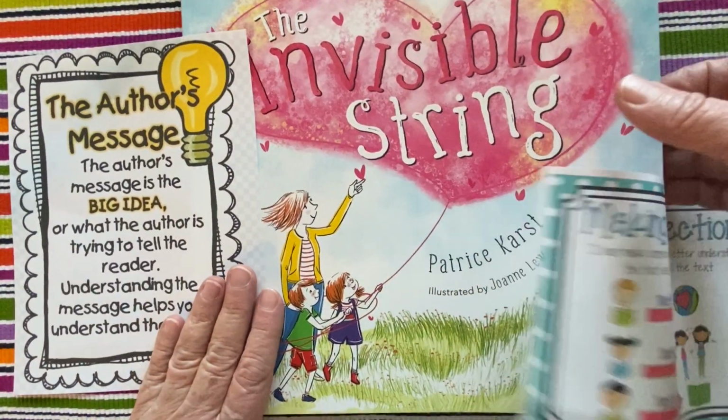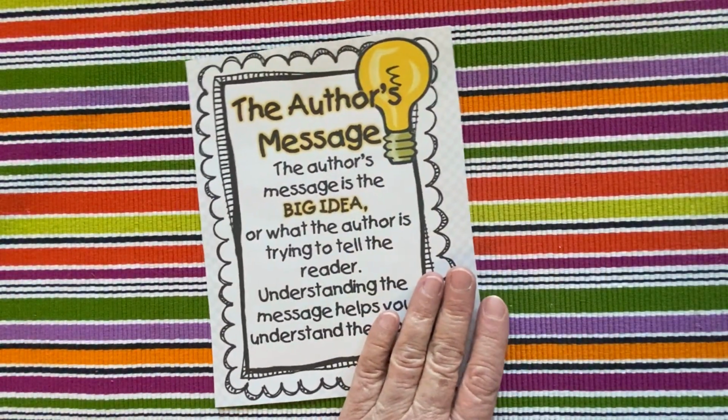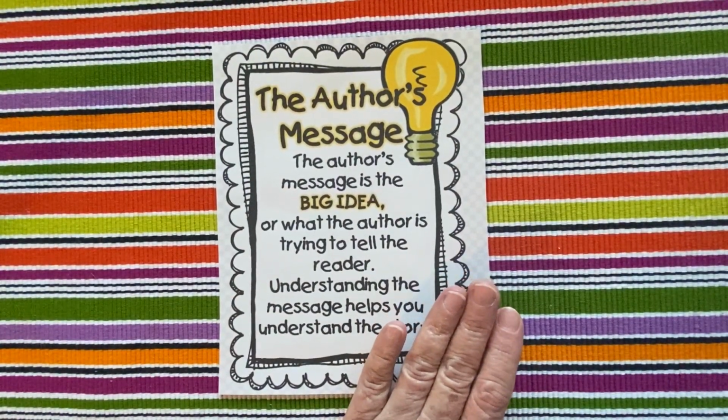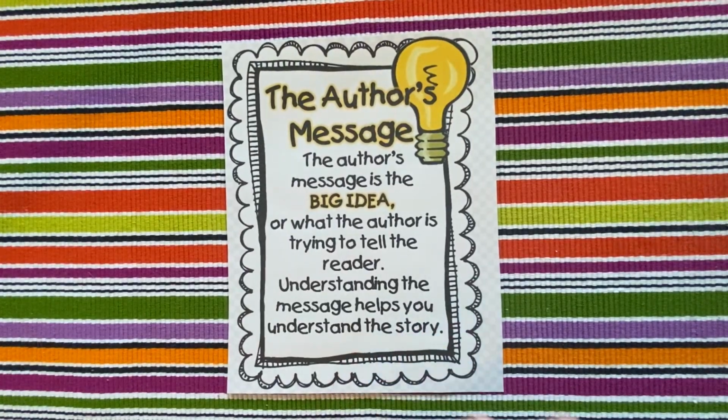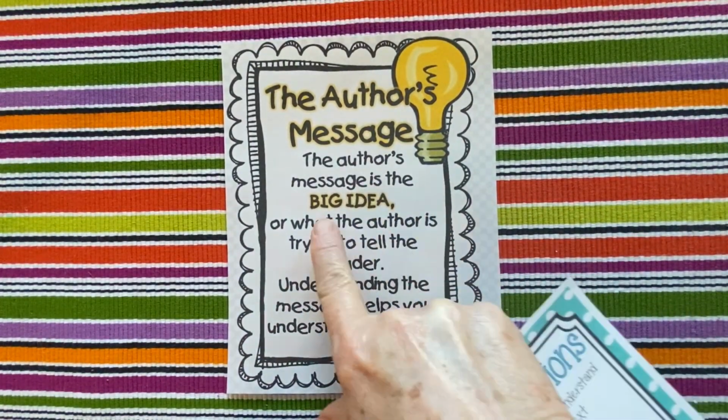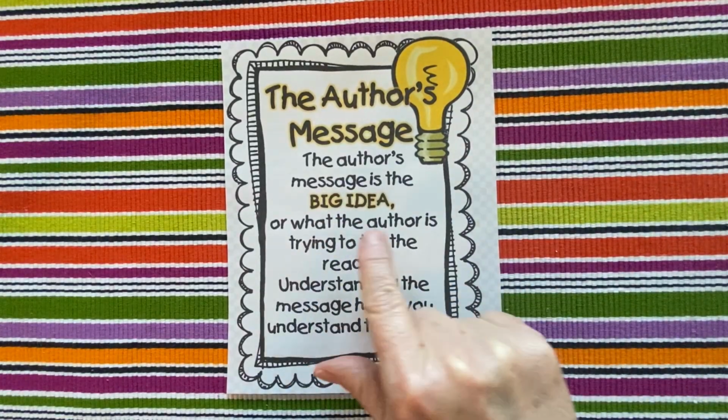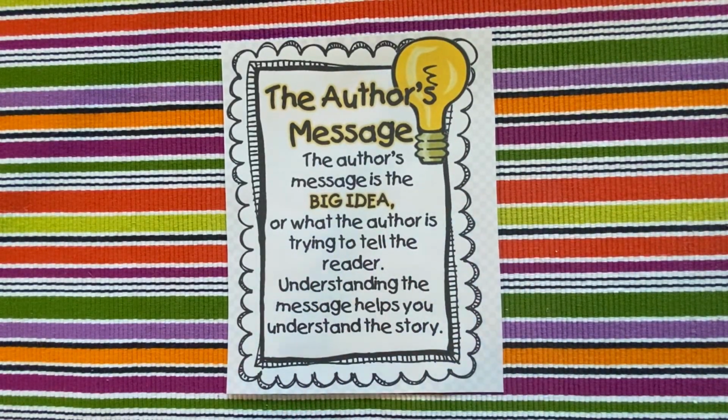I told you that there were two things that we wanted to pay close attention to in the book. And the first one was the author's message or the author's purpose. And that means, what is the big idea? Or what is the author trying to tell the reader? Understanding the message helps you understand the story. So let's think about the story. Why do you think the author wrote the story?